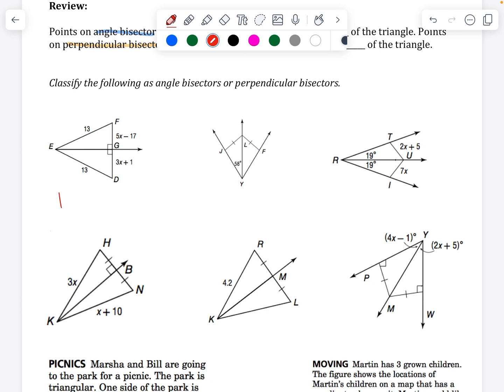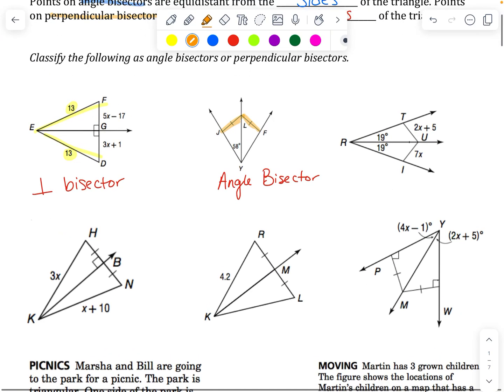So here we've got a perpendicular bisector. I can tell because it is equidistant to the vertices, or the corners. Here I have an angle bisector, because it is equidistant to the sides from where the angle bisector is. Anywhere on the angle bisector is equidistant to the sides.